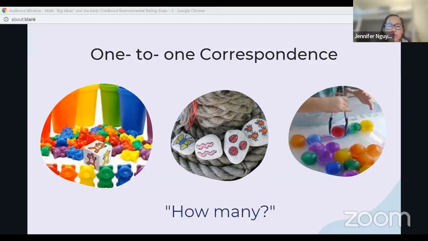So usually children will point and teachers will show them how to point at one object and then touch it and assign it a number, 1, 2, 3, 4, 5. Seems simple, but young children need a lot of practice learning one-to-one counting. And one-to-one counting is a foundational math basic skill, a big idea that will build up to adding and subtracting.